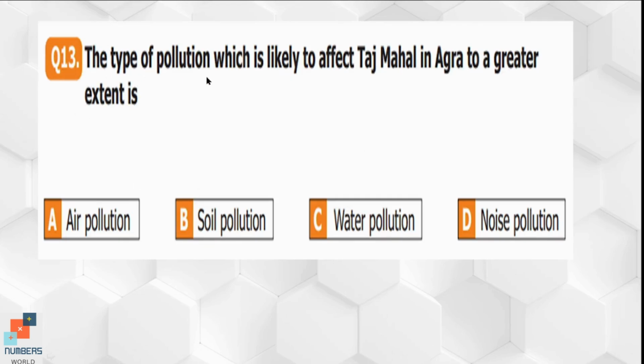Question number 13. The type of pollution which is likely to affect Taj Mahal in Agra to a greater extent is: option A, air pollution, B, soil pollution, C, water pollution. Option D is noise pollution.